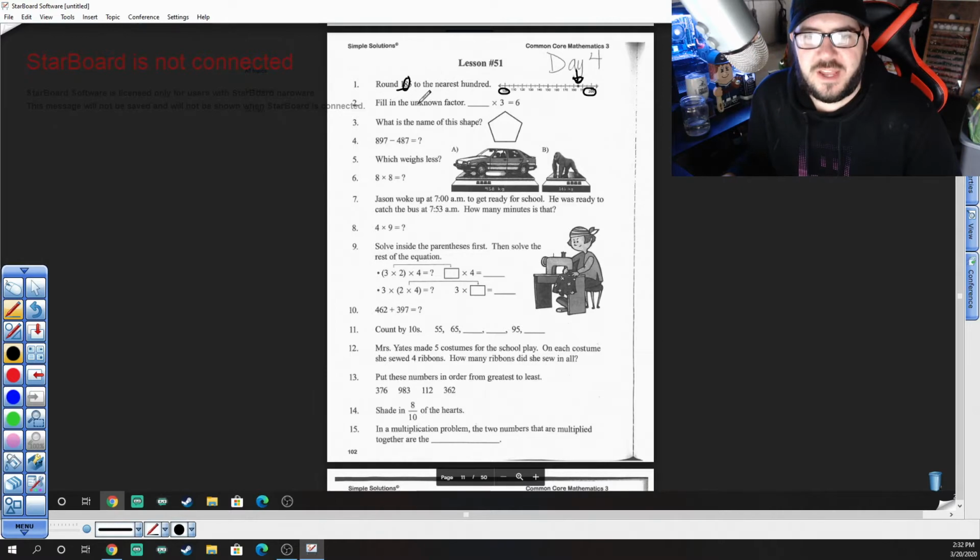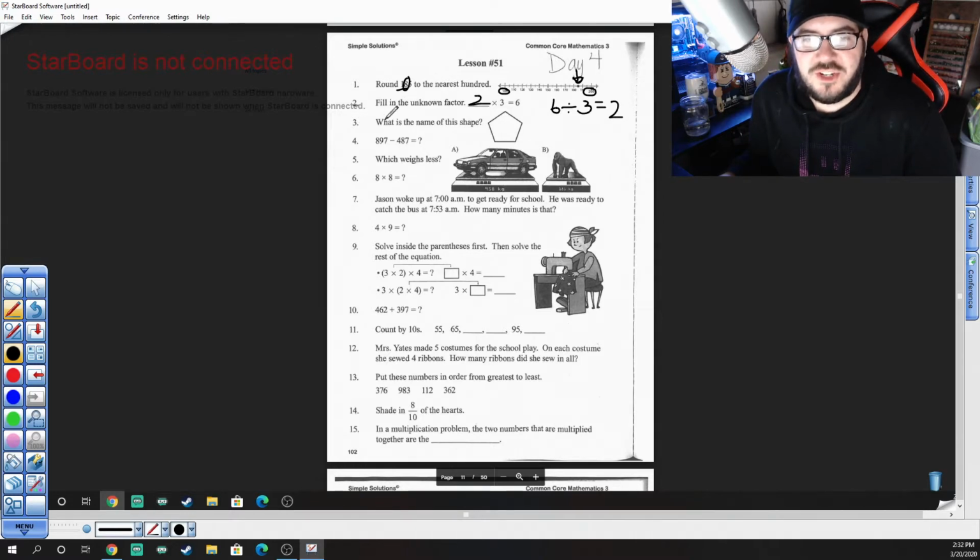Number 2, filling in the unknown factor, blank times 3 equals 6. So a couple of ways to do this is to think of what that math fact is, what times 3 equals 6. Or I can reverse this process and I could do 6 divided by 3. So 6 divided into 3 groups would give me an answer of 2. 2 times 3 equals 6.